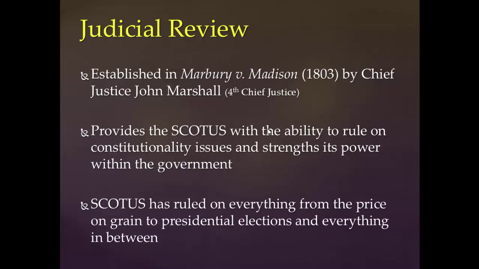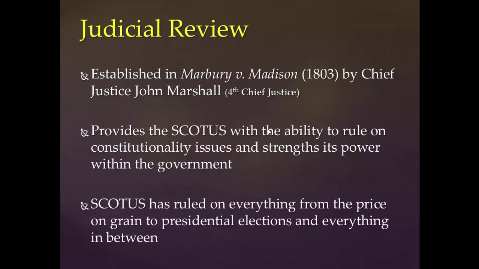So when we're talking about the FDR administration, we're basically talking about all the legislative decision making that took place. Anytime an act or a piece of legislation is pushed through Congress, the Supreme Court, which I will refer to throughout the semester as SCOTUS, has the ability to rule on whether or not that law is constitutional. So it strengthens the power that SCOTUS has within the government and allows it to keep these checks and balances in place.